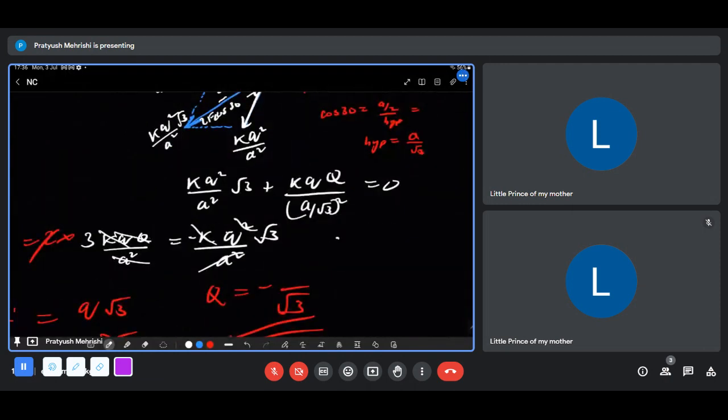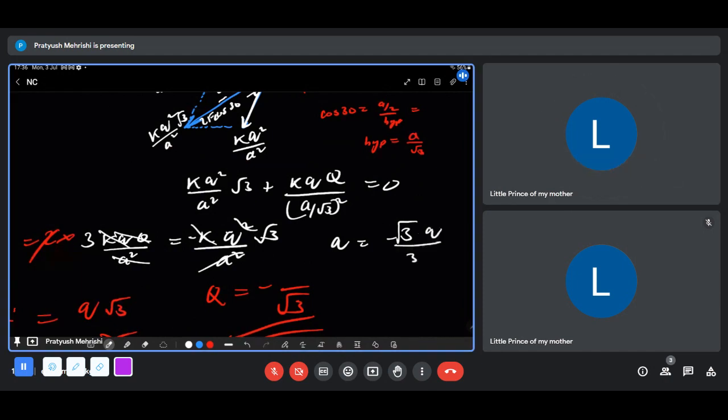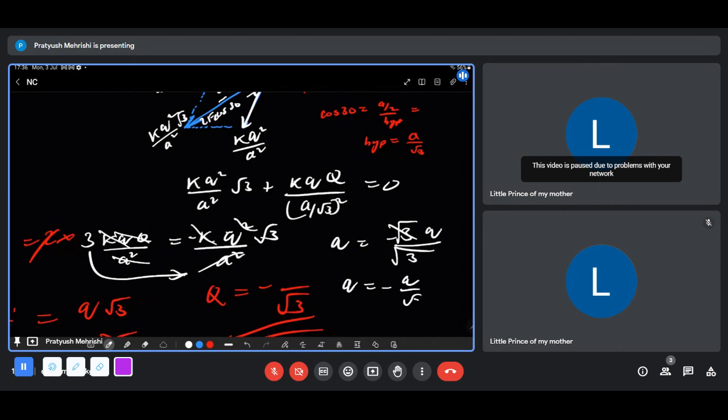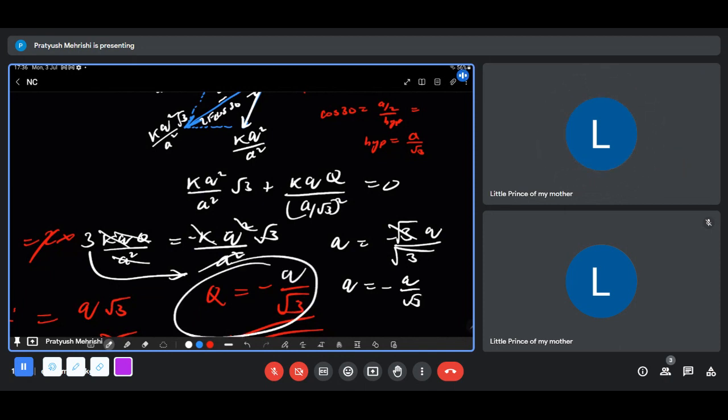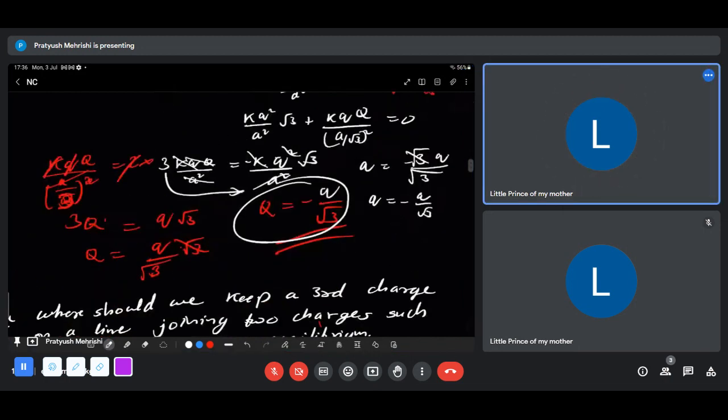So what did it become? A small q is equal to minus 3, minus root 3 q upon 3. This 3 will go down there. This 3 will cut here and the answer is q is equal to minus q by root 3. This is the answer written here, minus q by root 3. Yes, sir. Okay.